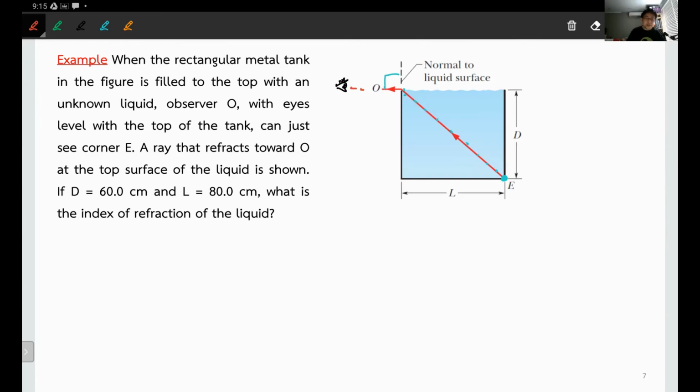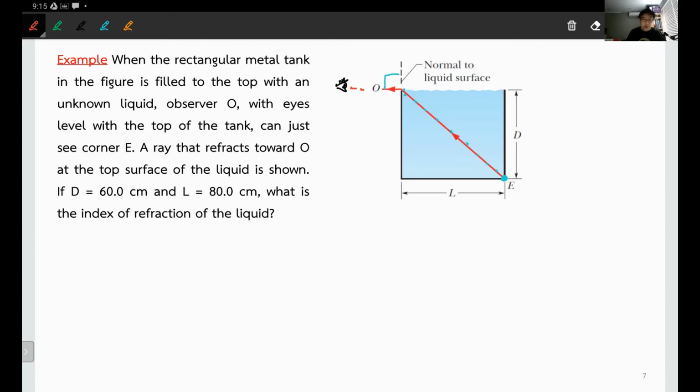So if the dimensions of the tank are all given, the depth, the width, and all this stuff, what should be the index of refraction of the liquid? Everyone try this. I want you to try to set up the Snell's law equation, and let's see if what you set up matches what I'm about to write. Everyone applies Snell's law at the point of refraction. Do it now. Go ahead. Think of it like a workshop or something. All right, here we go.